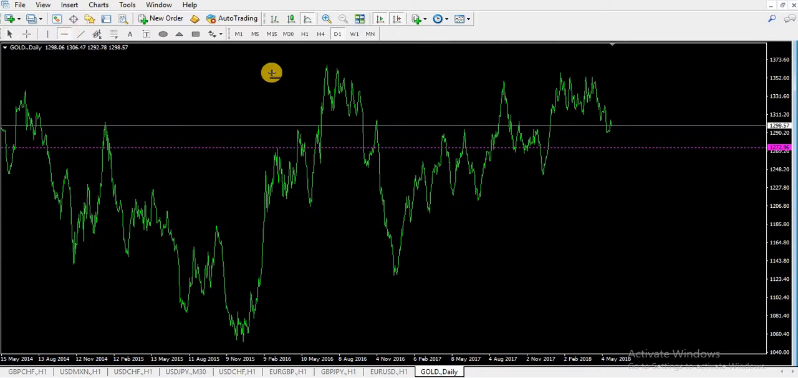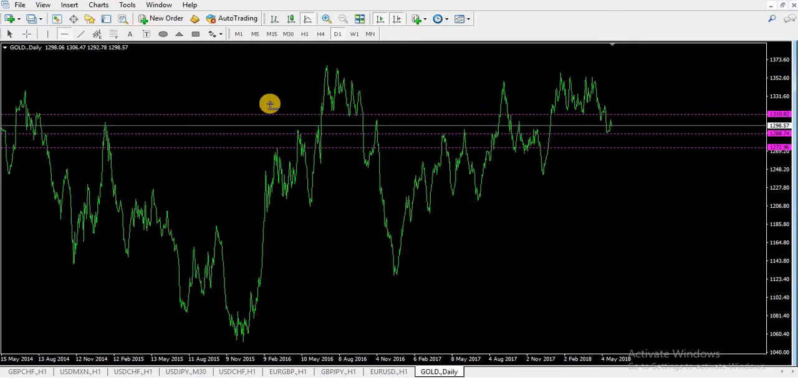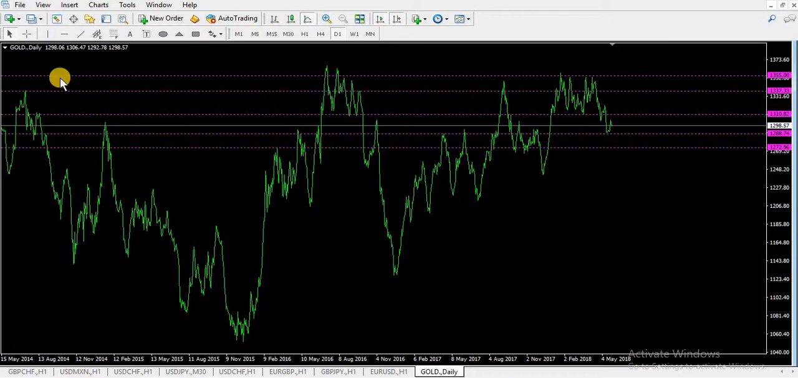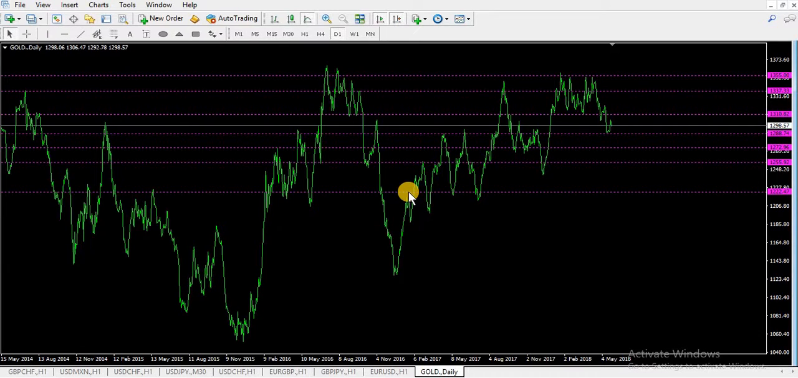So first I'm going to be drawing my resistance lines and placing them at the major points. You guys must note that I'm just placing these points at any random place where the market seems to be sharply turning. Alright, I think this is enough.